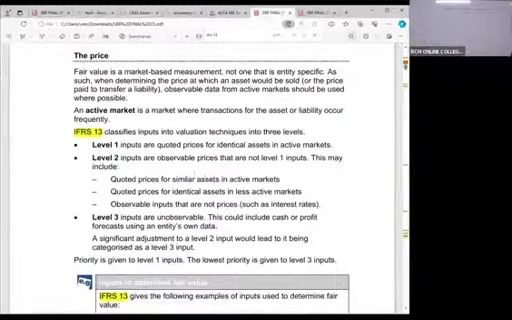Level 2 inputs are observable prices that are not level 1 inputs. They may include quoted prices for similar assets in active markets. Actually, just leave it like that. Level 2 is for similar assets here.